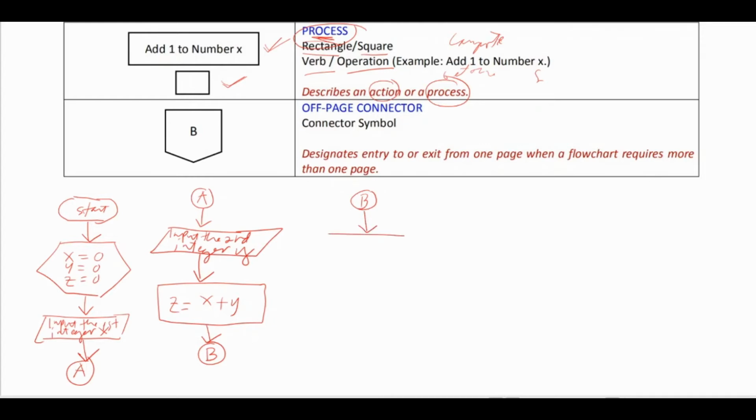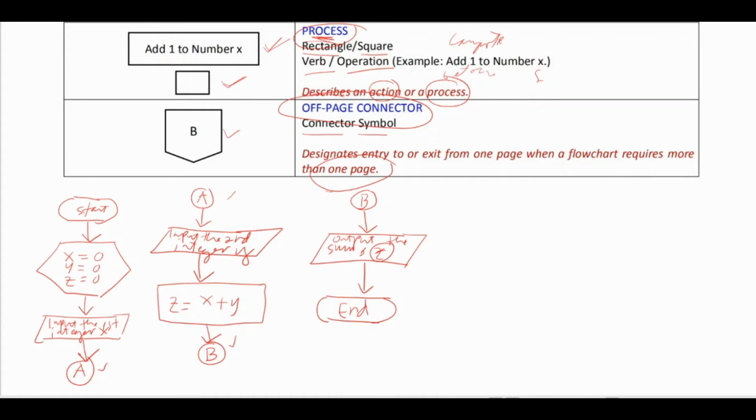Since it is output, we are going to use the parallelogram symbol, and we could say here output, or you could use the word display, output the sum z. We then end the flowchart. The last symbol is called the off-page connector. This is a connector symbol just like the on-page. The off-page is this symbol. It designates entry to or exit from one page when a flowchart requires more than one page.